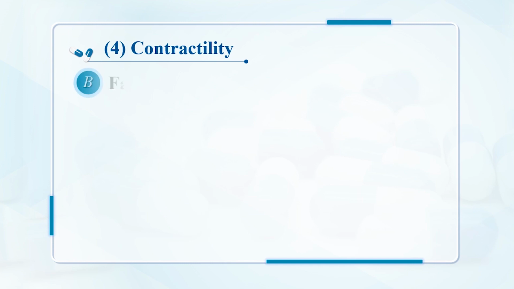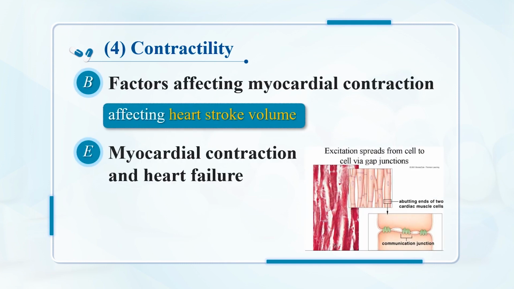3. Factors that affect myocardial contraction or factors that can affect cardiac output, such as preload and afterload. Myocardial contractility and the concentration of extracellular calcium ion can affect myocardial contraction.